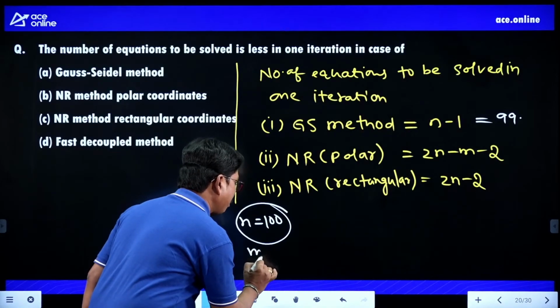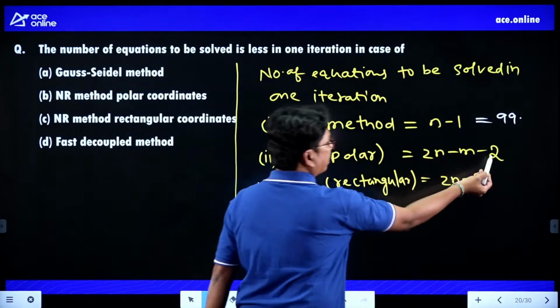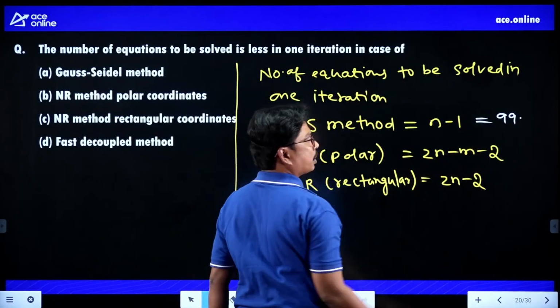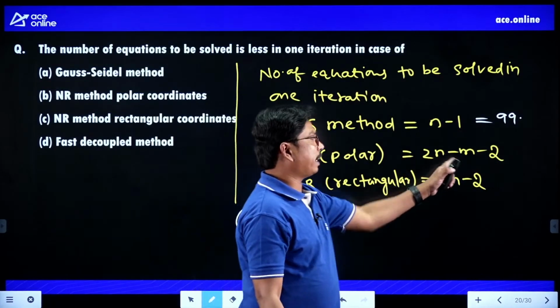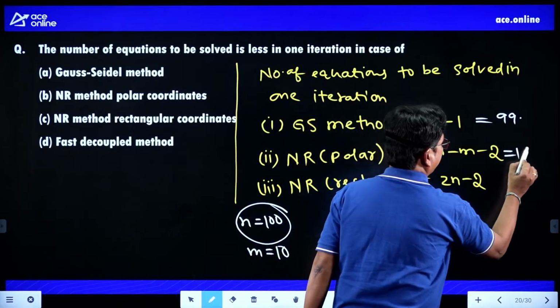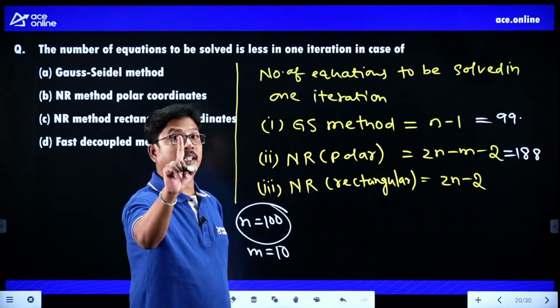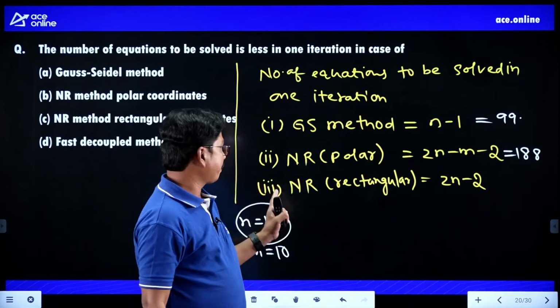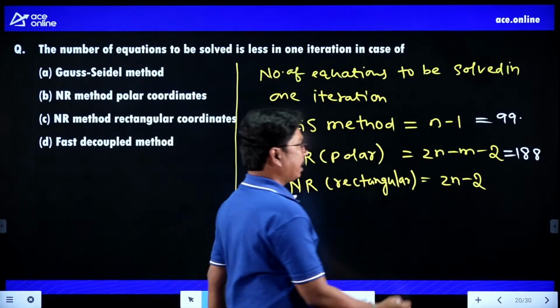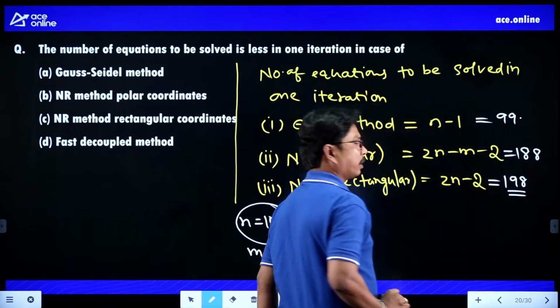Suppose m is equivalent to 10 buses, right? How many equations do you have to solve here? 200 minus 12, 200 minus 10, it will be 190, 190 minus 2, it will be 188 equations. 188 equations you have to solve in one iteration in the GS polar method. In the NR rectangular method, it will be 2n minus 2, so 198 equations you have to solve.